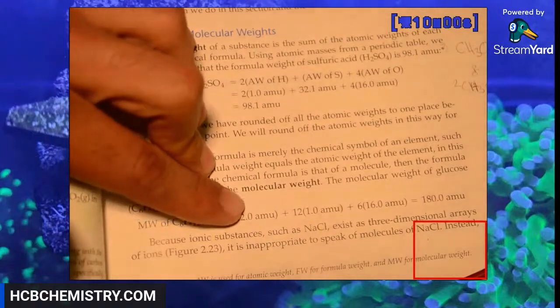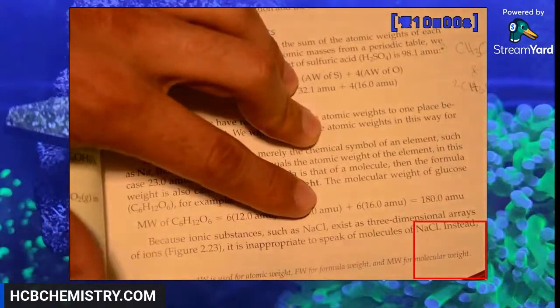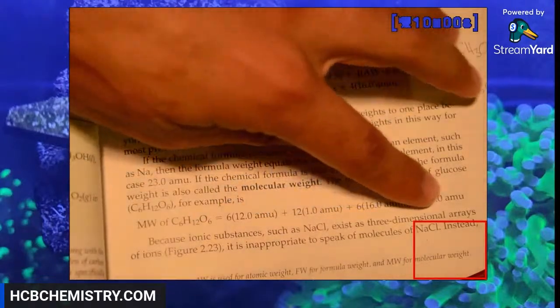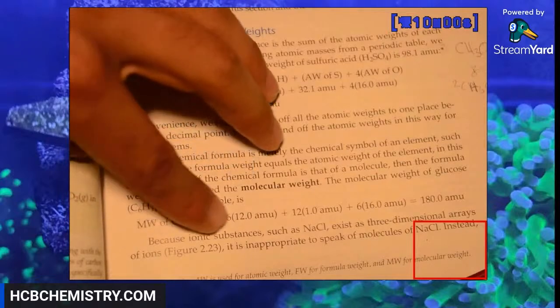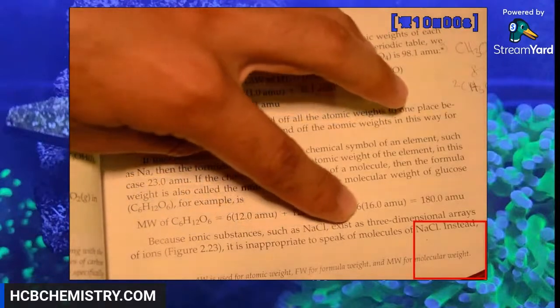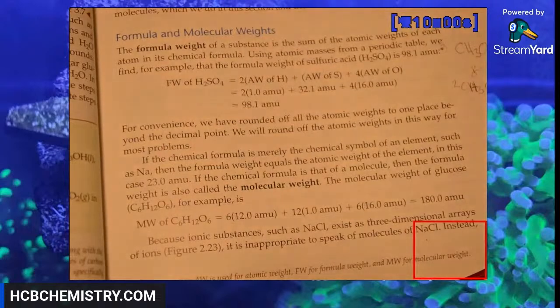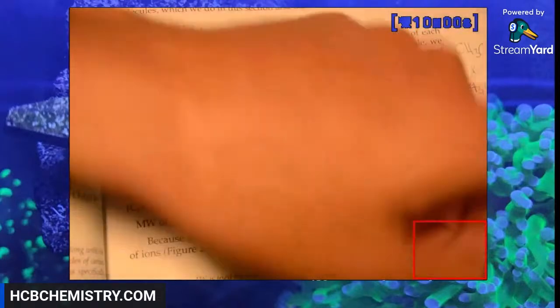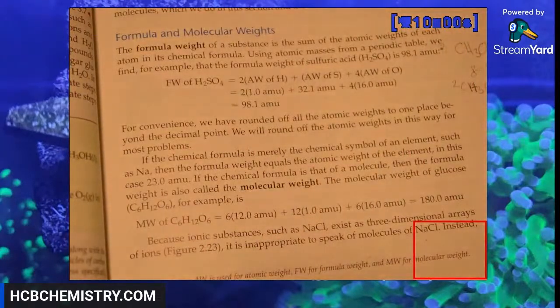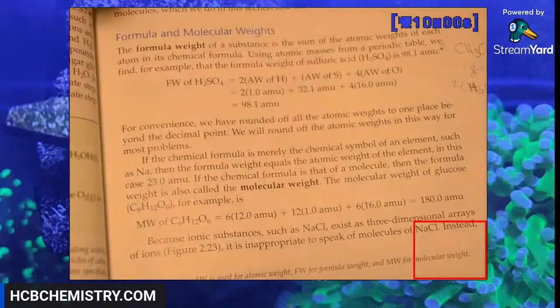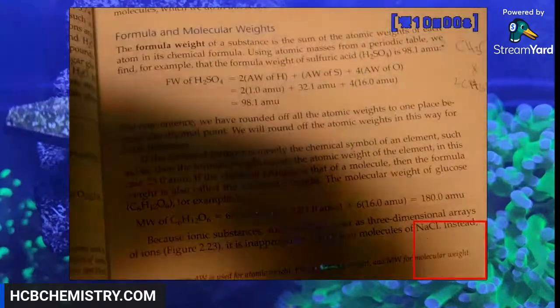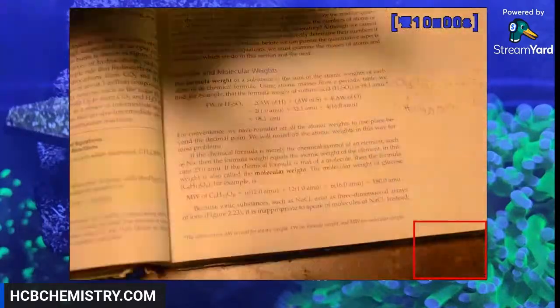Because ionic substances such as sodium chloride exist as three-dimensional arrays of ions, it is inappropriate to speak of molecules of NaCl. So remember when I said sodium, we were already talking about ocean water and salt. All right. So anyway, let's flip the page.